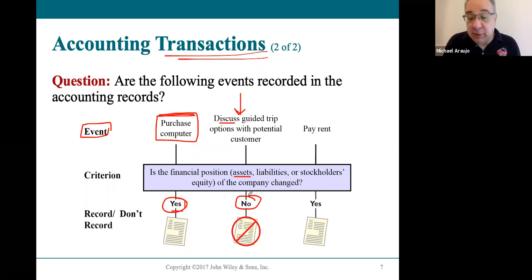Let me change this a little bit. This is based on Sierra Corporation, which does tours of the Sierra Nevada. Let's say Eva was talking to a guided tour person about a trip, and she said, okay, I'll take the next tour, and the next tour is just about to leave. She buys a ticket right there on the spot, and she gets in line for the tour. Is that a transaction?